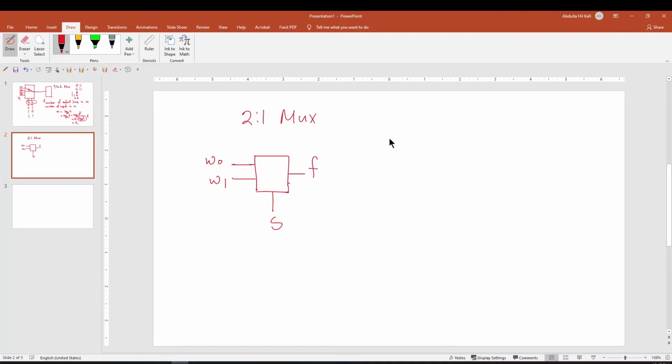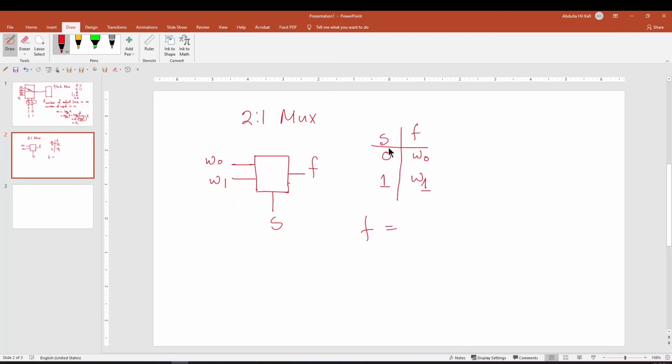So what will be the truth table? This is our selection pin S, and this is F, the output. When S is 0, then W naught will go to the output, so the output will be W naught. And when it is 1, then W1 will be the output. So we can write this like this.